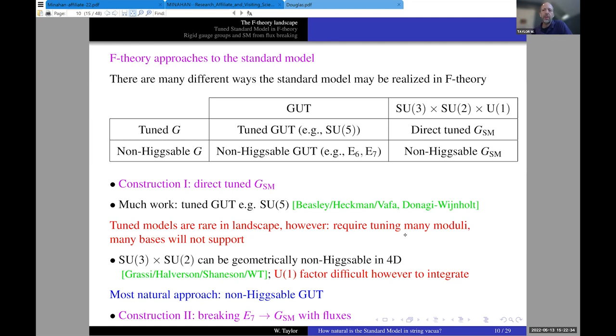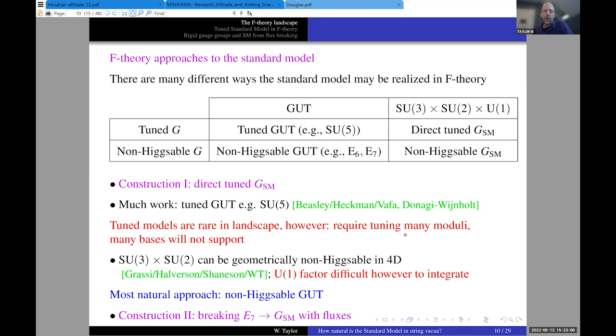We can also try to directly tune a gauge group. Remember, we have this Weierstrass model, and if the Weierstrass model is such that F and G vanish to various orders, we get what we would call tuned gauge groups, where we basically fine-tune a bunch of moduli to get some specific gauge factor. So we can either try to realize the standard model by tuning a unified group like an SU5, or by directly tuning the standard model.